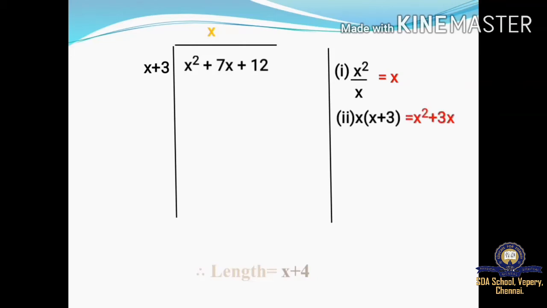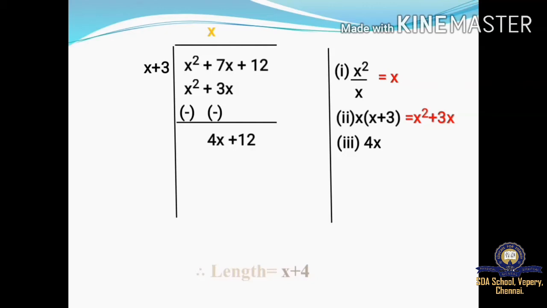Then this x has to be multiplied with x plus 3. Correct? You will get the answer as x square plus 3x. Then this x square plus 3x should be written down over here. Then you have to change the sign and subtract. Then you will be left with 4x, right? Then bring down this plus 12.